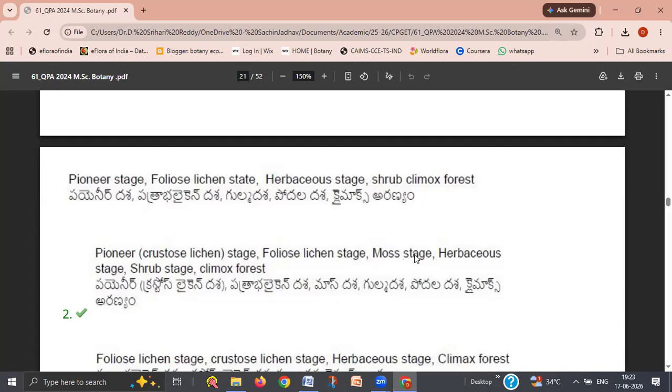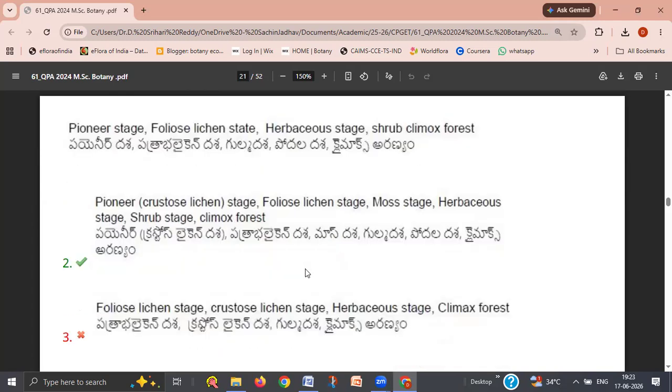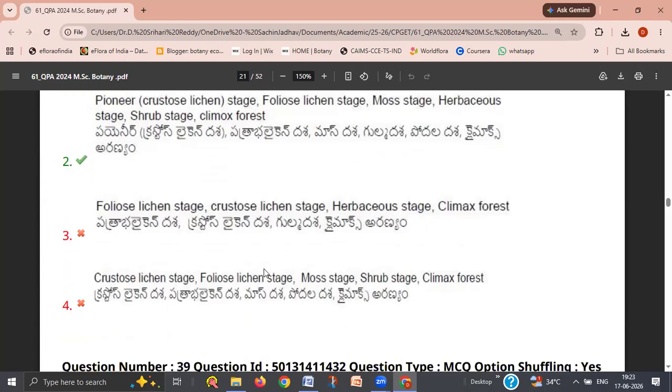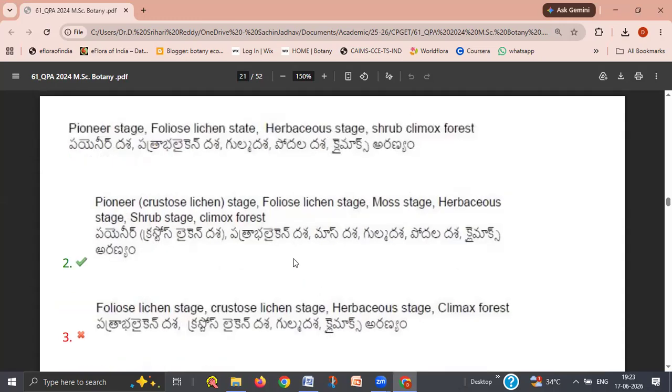Okay, so the second option has all the stages. In the third option, foliose lichen stage, here the crustose lichen stage is missing. First they gave the foliose lichen stage, next crustose lichen. So it is the wrong option. And in the fourth, crustose lichen stage, foliose lichen stage, moss stage, shrub stage, climax stage. Here again the herbaceous stage is missing. So all the stages in the right sequence, right order, are given in the second one.